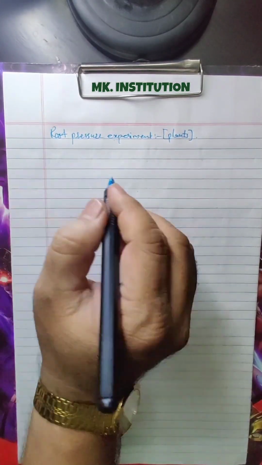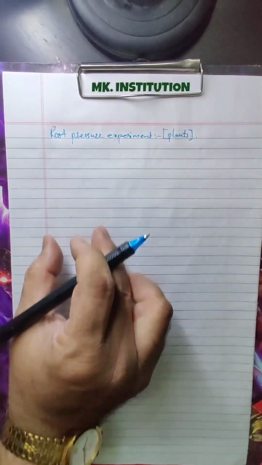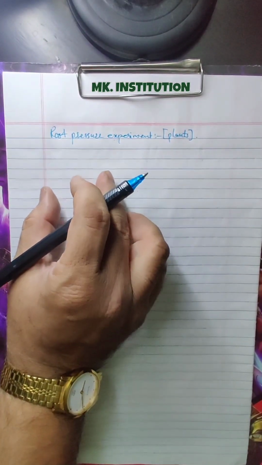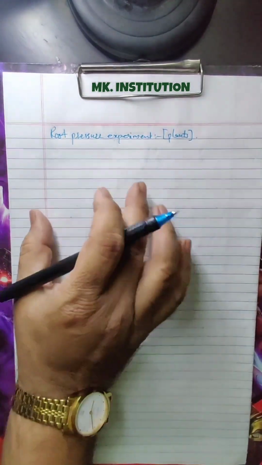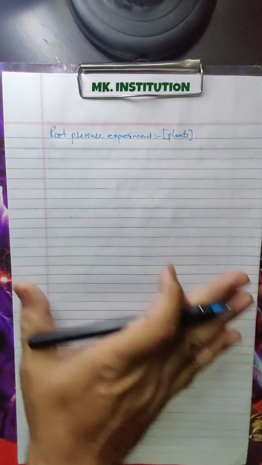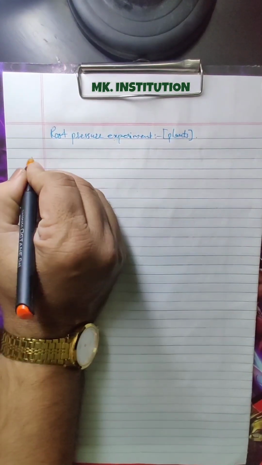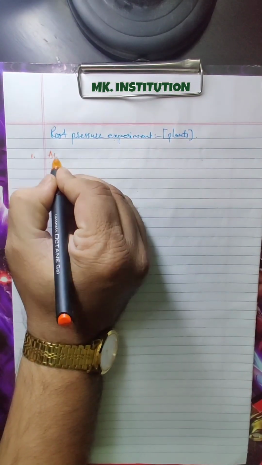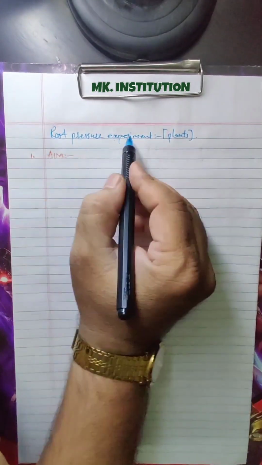In this experiment-based question, the answer should always be written in four or five stages: aim, requirement, procedure, observation, result. With these five topics we can complete a whole answer. Clear? So the first one, what will you write here? The first one is aim. In the aim, you write the same question here.